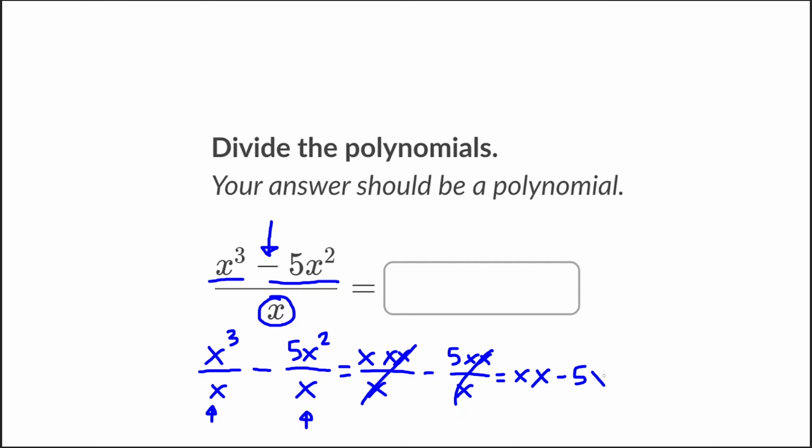Now, unfortunately, this is not a really professional way to write it, right? Because this can be simplified even more, right? So how are we going to write it? X squared, right? Minus what? 5x. And believe it or not, that is our answer. X squared minus 5x.